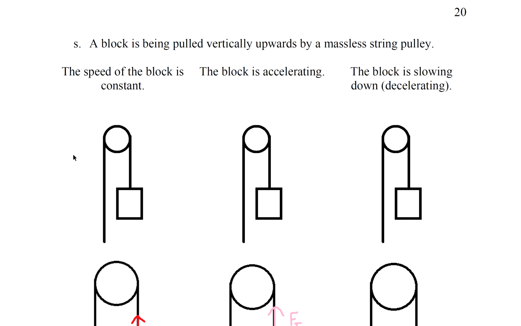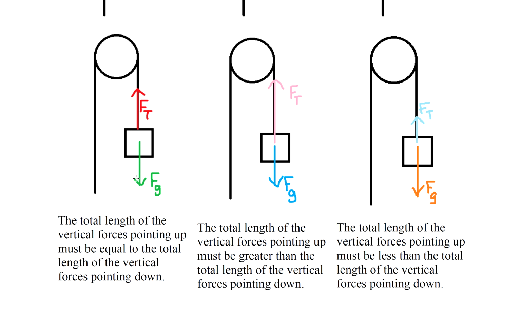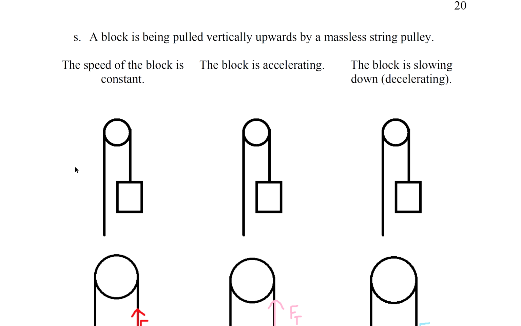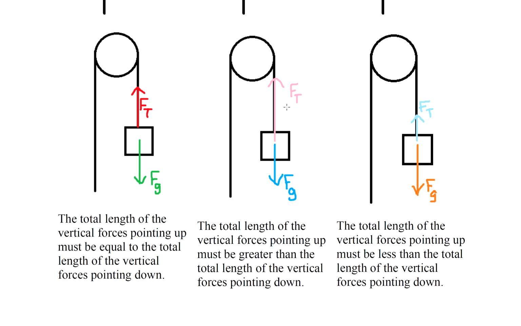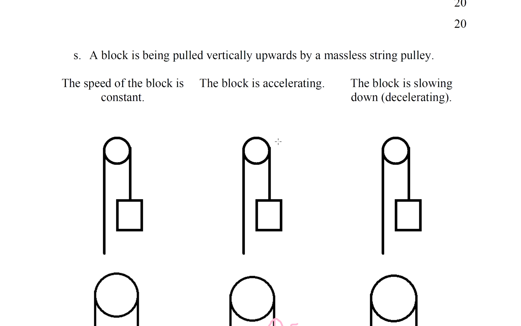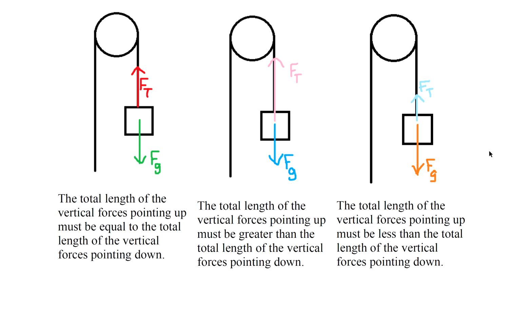Part S, a block is being pulled vertically upwards by a massless string pulley. The speed of the block is constant, so force of tension equals force of gravity in the image on the left. Look at the image in the middle. The block is accelerating, so the force of tension up should be longer than force of gravity down. And finally, the block is slowing down, but it's still being moved upwards. So the force of gravity should be longer than force of tension.